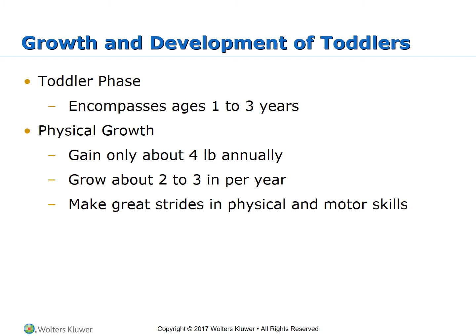Toddler phases. Their personality begins to emerge. This phase encompasses age 1 to 3. Their physical growth is not as rapid as in an infant. They gain usually about 5 to 10 pounds annually, and they grow about 2 to 3 inches per year. And they make great strides in their physical and motor skills.